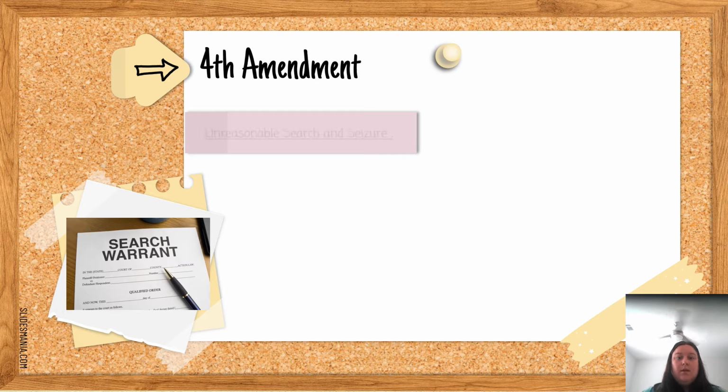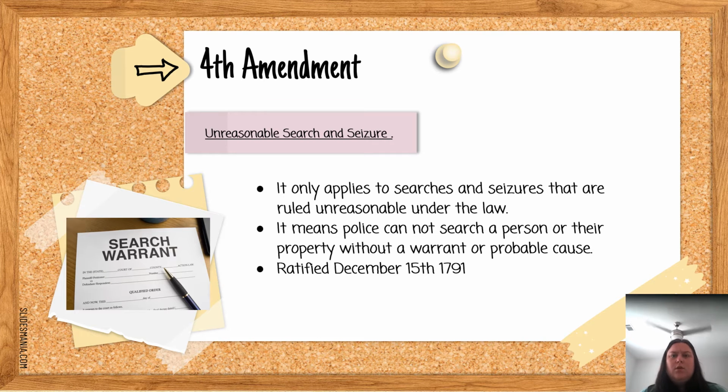So, moving to the Fourth Amendment, we have unreasonable search and seizure. Some of you may have heard the term search and seizure before, and it only applies to searches and seizures that are ruled unreasonable under the law. For them to be deemed unreasonable, it means that there was no warrant, there was no reasonable doubt, that the police officers or the people involved did not go through the necessary steps to have a lawful search and seizure. So this is to protect citizens from the government or police officers just coming into their homes and arresting them or taking things out of their home without cause.